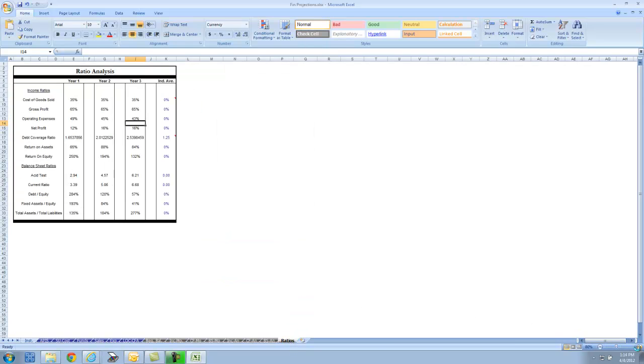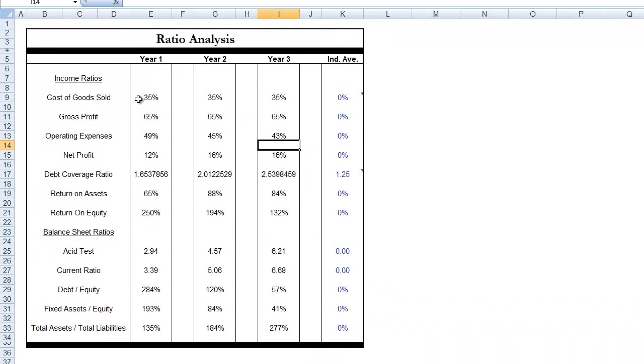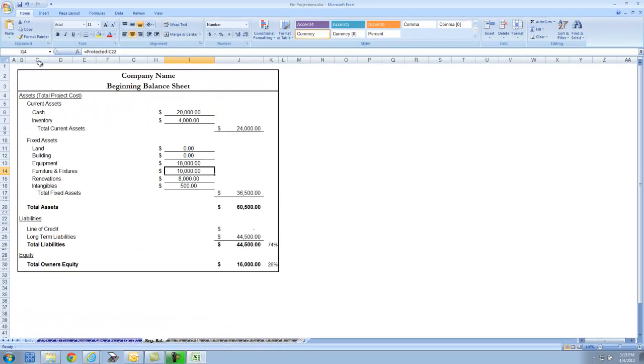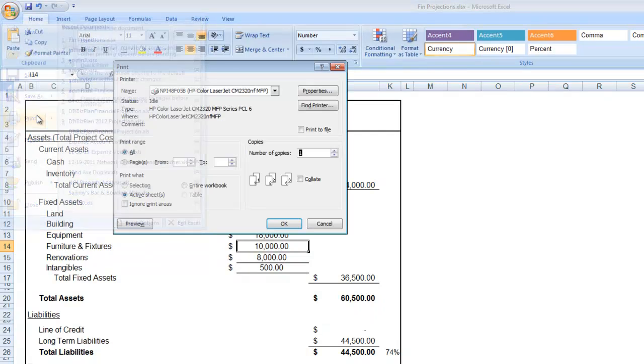And then the final tab is just a ratio analysis, typical financial ratios that the companies want, or the banks or investors might want to look at. You can plug in an industry average for these. The debt coverage ratio, banks usually want this number to be 1.25 or higher, and then there's some other typical financial ratios in there. Once you get it filled out, you want to go up here and click print.